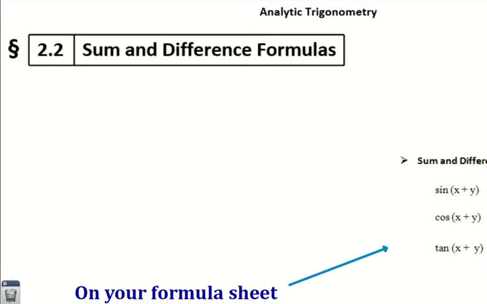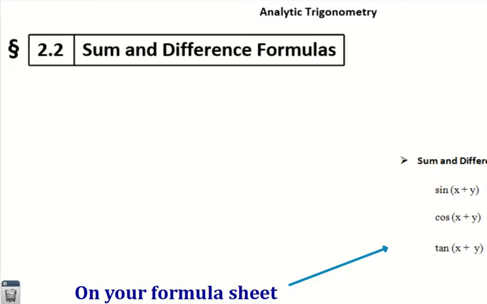Here we go with 2.2. You might be happy to hear that in 2.2 we're changing gears a little bit, like we're not doing the exact same thing as from 2.1. 2.1 was about verifying identities. There might be a little bit of that as we go forward in the unit, but we are, at least to a large extent, changing gears.